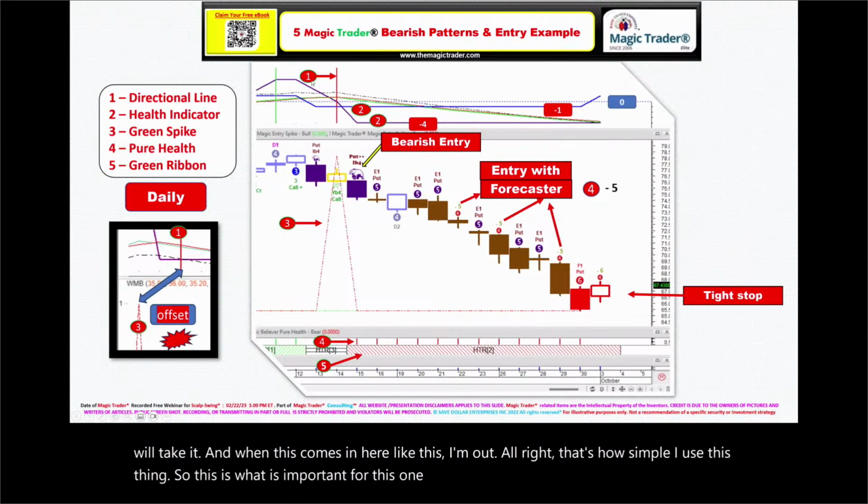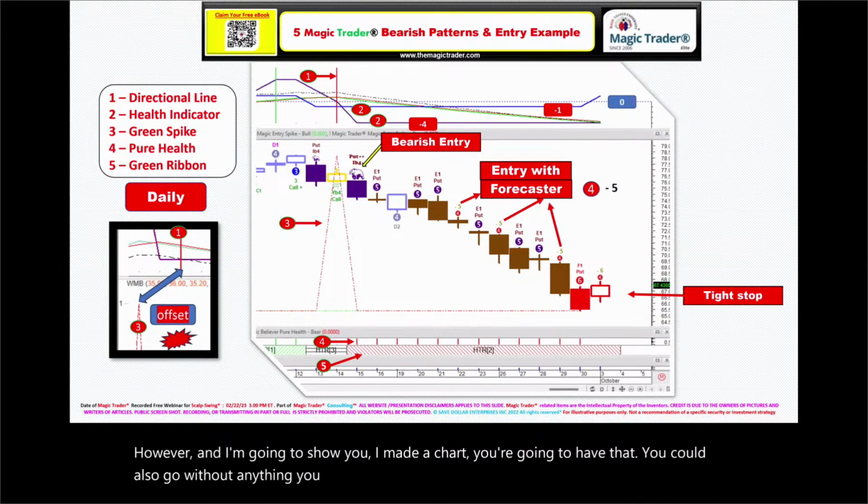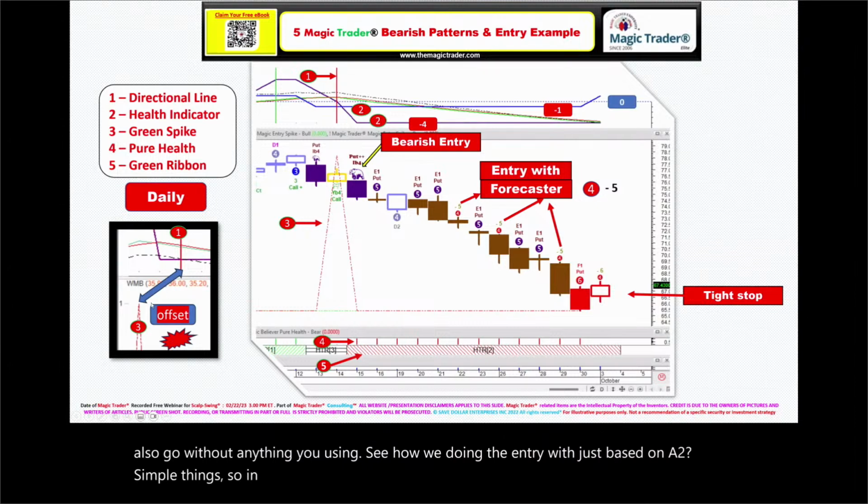So here we just talk about lining up. However, and I'm going to show you, I made a chart. You're going to have that. You could also go with anything you're using. See how we're doing the entry based on just two simple things. So in this case, the spike came first and then the direction came in.